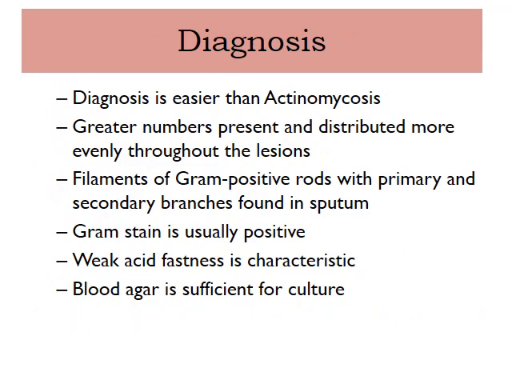If you look at the diagnosis, basically it is easier than actinomycosis, of course, because great numbers are present in the lesions. You have to look at the gram-positive rods, and then again, very weakly acid fast, but you can also run a blood agar test for them to grow, and you see the typical growing pattern over there.